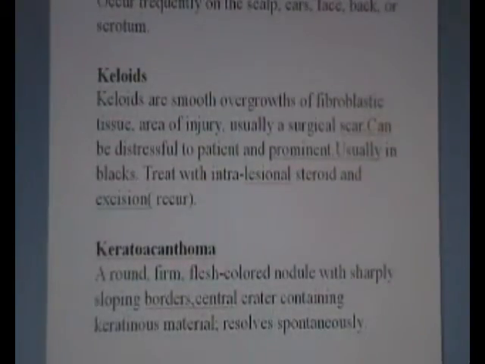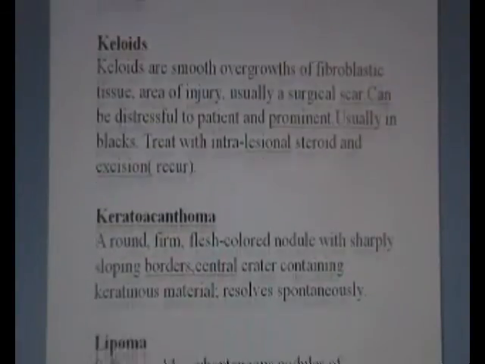Now, keloids. You've got to be aware of keloids, fibroblastic tissue at an area of injury, surgical scar. Now, these can be quite distressing to the patients. They have an operation, it's gone well, the scar ends up all heaped up. Keloid. American blacks are particularly prone to it. So treat with intralesional steroids, sometimes excise the scar, but it may recur. But it may settle with time, so don't rush in with surgery. Patients can be quite distressed by these.